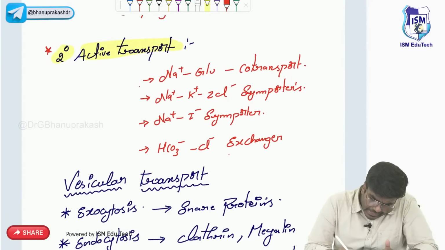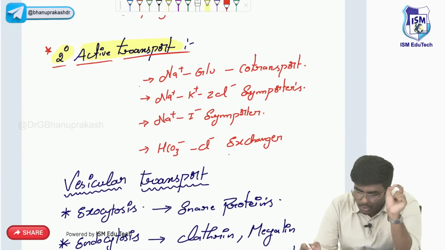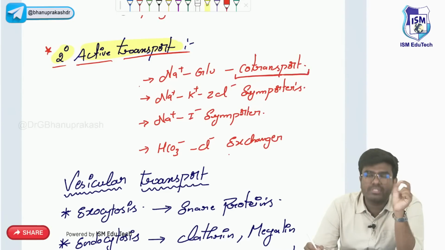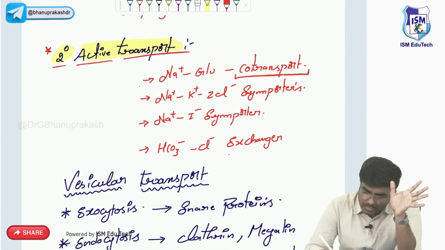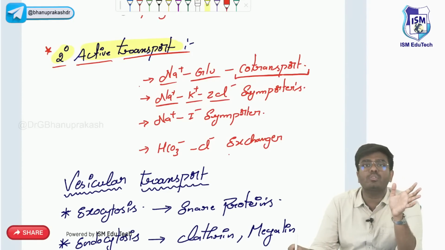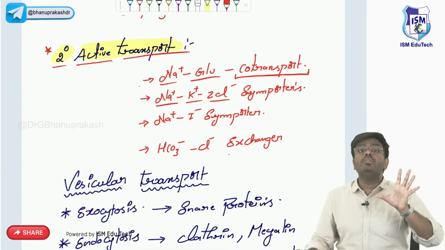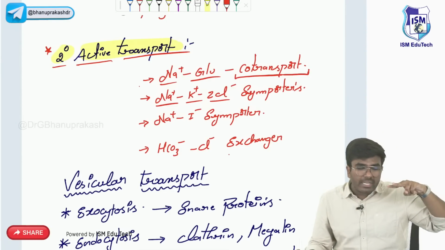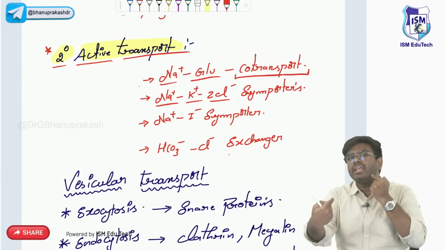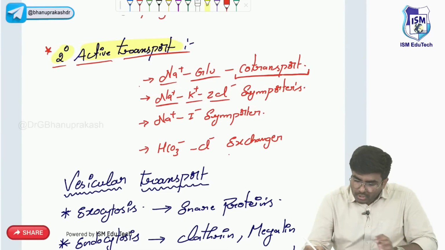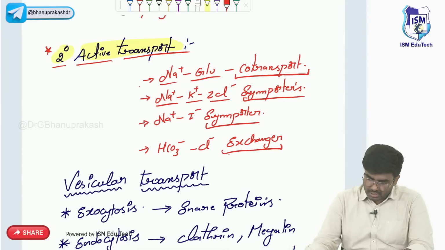There is something called secondary active transport. What are the examples? First point, all co-transporters, whether it's a symporter or antiporter, doesn't matter. All the co-transporters: sodium glucose co-transport, sodium amino acid co-transport, sodium potassium 2-chloride symporter, sodium iodine symporter. Co-transporter means movement of ions together, either in one single direction or in opposite directions. So all the co-transporters, symporters and antiporters are examples of secondary active transport.